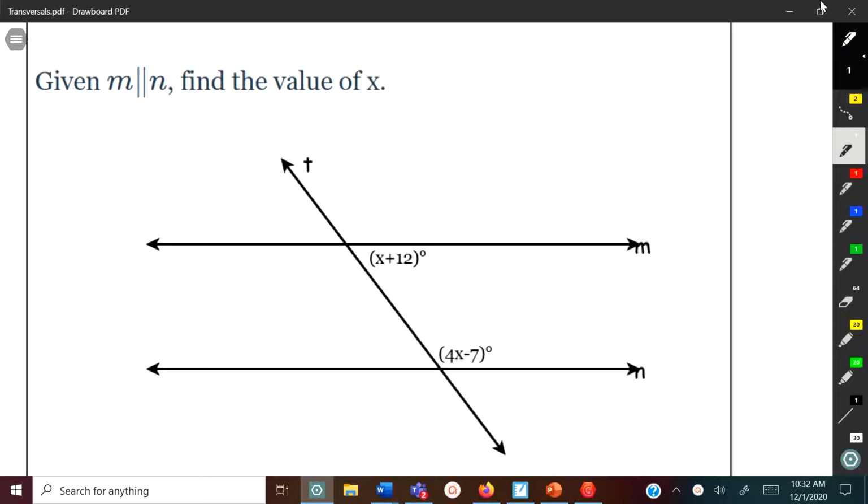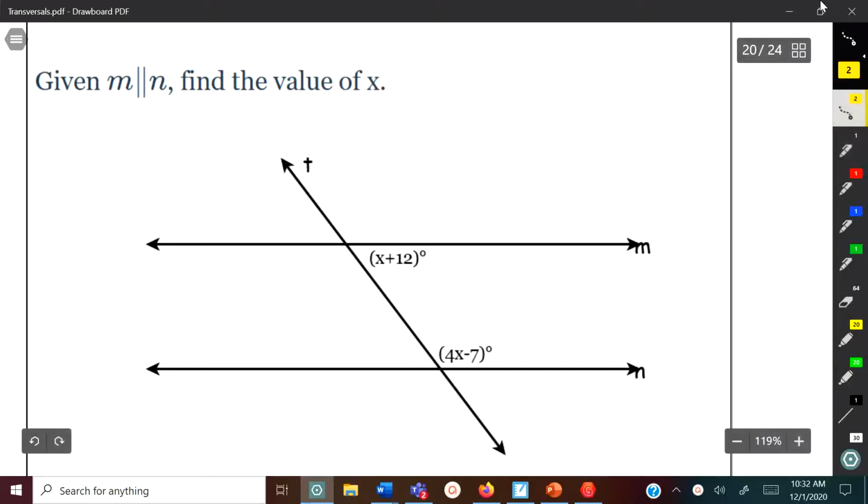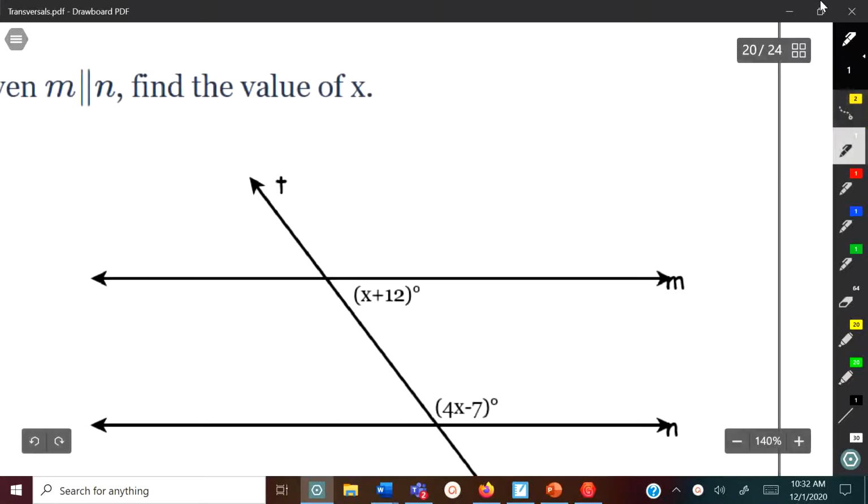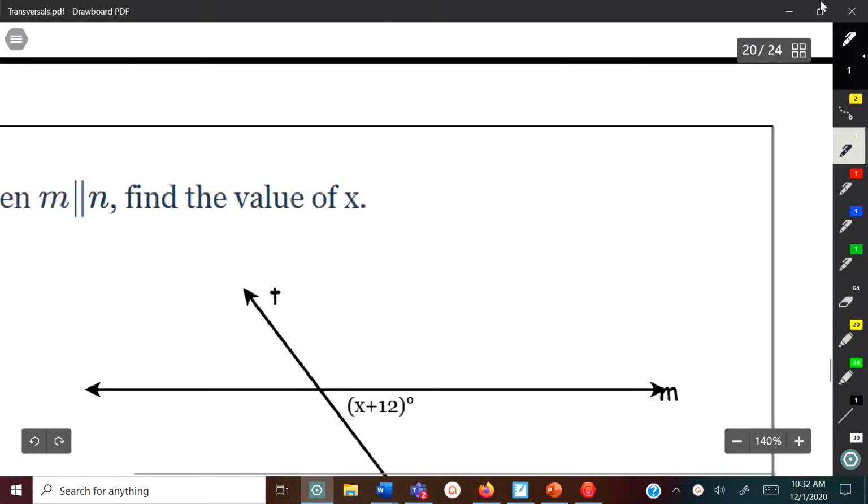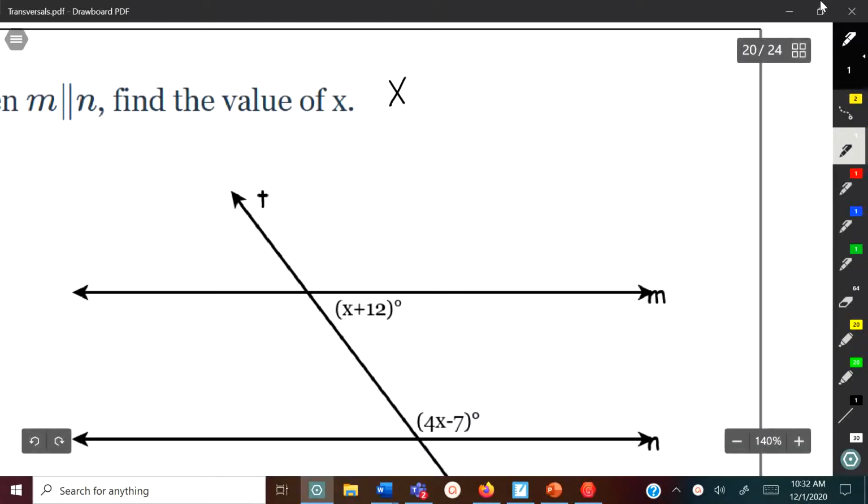So on this angle here, you've got an acute angle, and on this angle here, we've got an obtuse angle. It's the same side interior, but again, acute, obtuse, so we know that they add up to equal 180. So that's what we do. We take the first angle, x plus 12, and add it to the second angle, 4x minus 7. And we set them equal to 180.